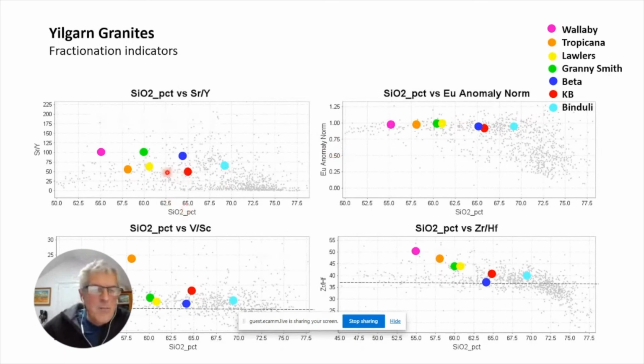And you can see that most of these have really high strontium-yttrium ratios. Alkalic magmas don't always have high strontium-yttrium because they're often highly enriched in yttrium, but they'll always have really, really high strontium. You can see some of these have got crazy high vanadium-scandium ratios. None of them have fractionated plagioclase, and most of them have really high zirconium-hafnium ratios. So that's a really distinctive alkalic signature.